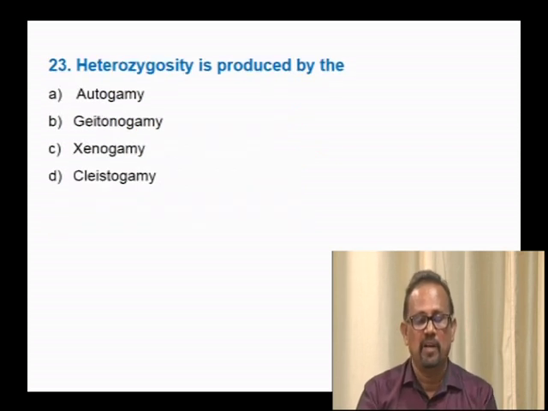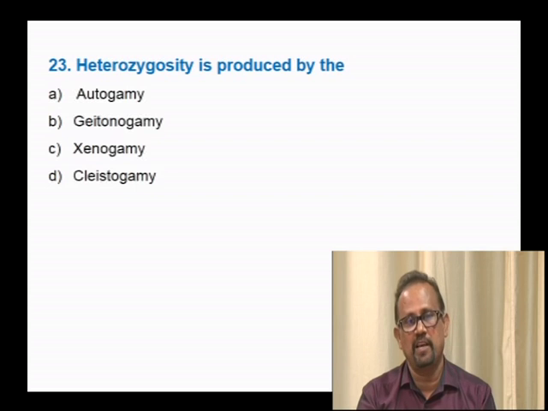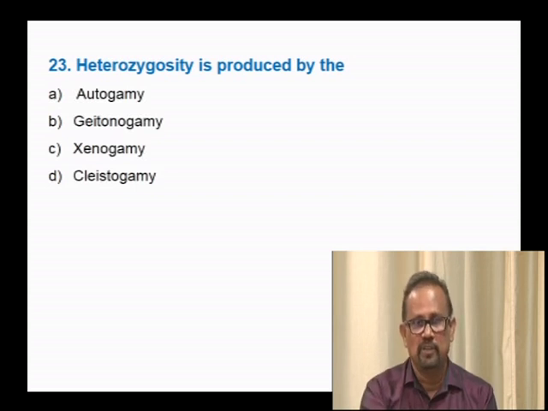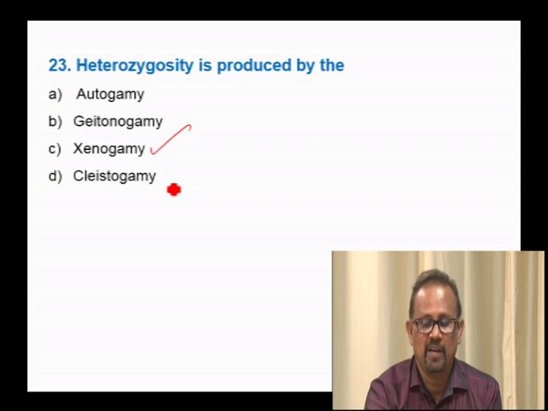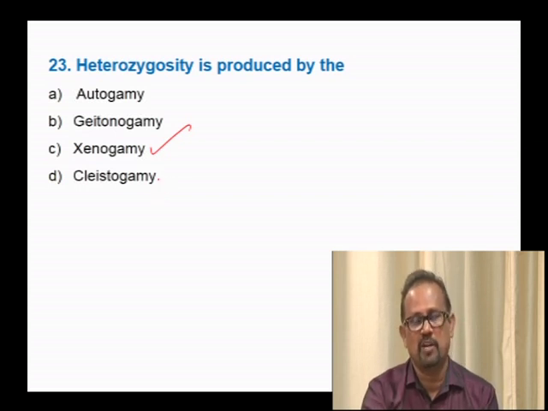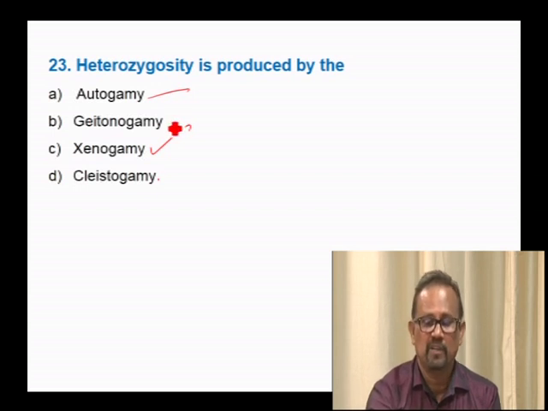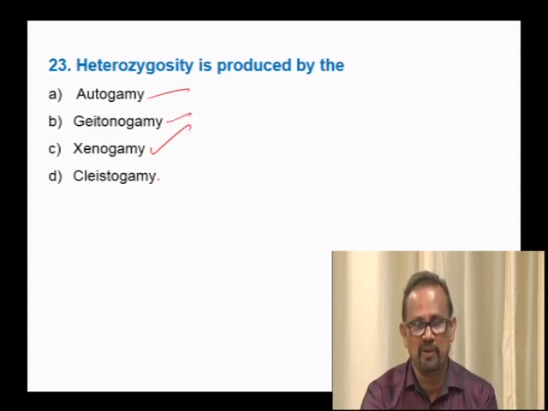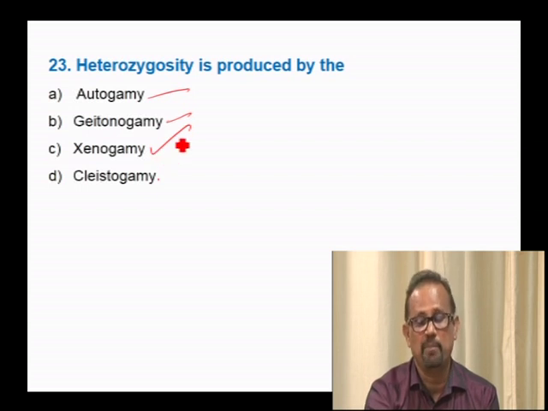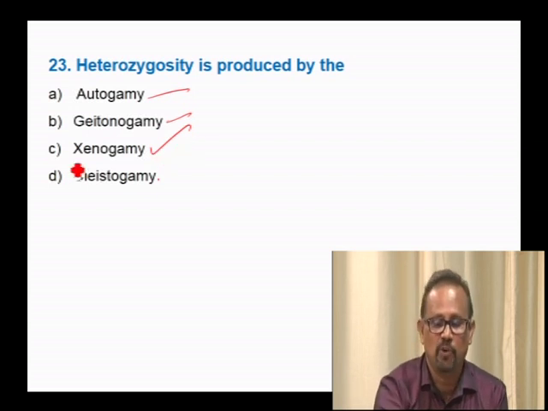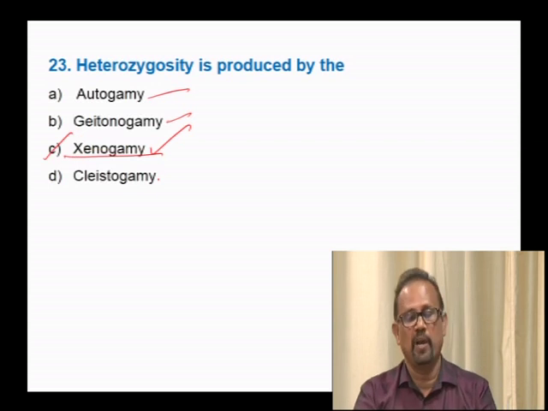Next question. Heterozygosity is due to the pollination brought about by genetically dissimilar plants. Therefore, it has to be xenogamy. Cleistogamous flowers are those which do not bloom, which favors self-pollination. Autogamy is self-pollination, a pollination within the flower. Geitonogamy, between the flowers of the same plant. Xenogamy, between the flowers of genetically dissimilar plants. Therefore, heterozygosity is possible in xenogamy.